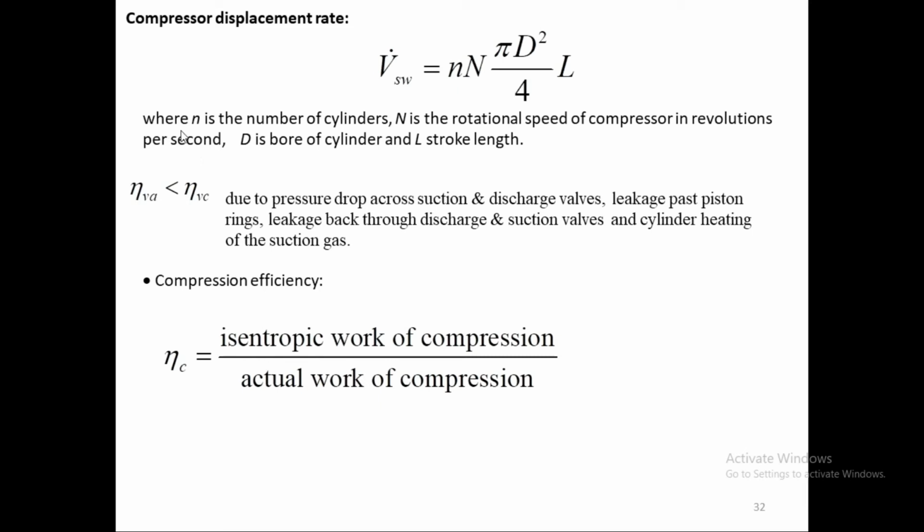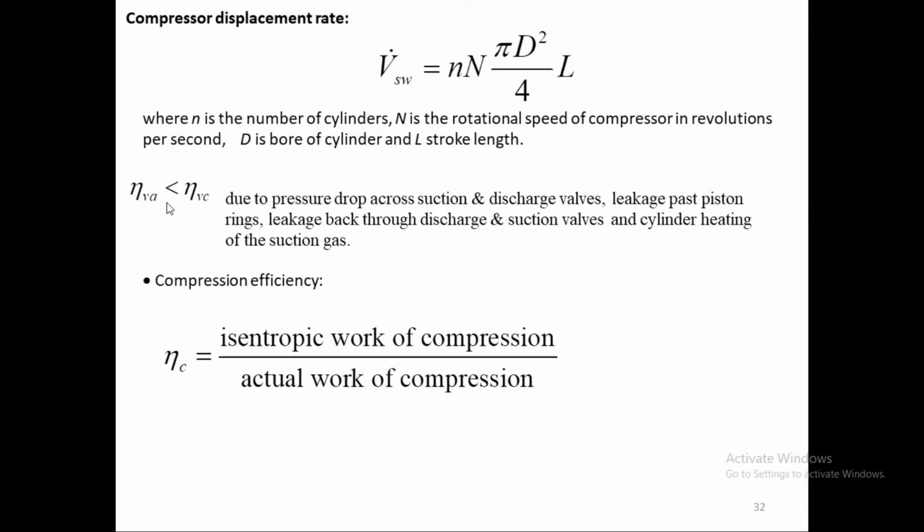So as it says here, small n is the number of cylinders, capital N is the rotational speed of compressor in revolutions per second. Normally sometimes in the numerical it is given as RPM, revolutions per minute, so you have to keep an eye on that so that you can change it to revolutions per second. And D is the bore of the cylinder, L is the stroke length. Some of these terms you have already learned in IC engine or heat engine, when we discussed heat engine thermodynamics, so you are already familiar with them.